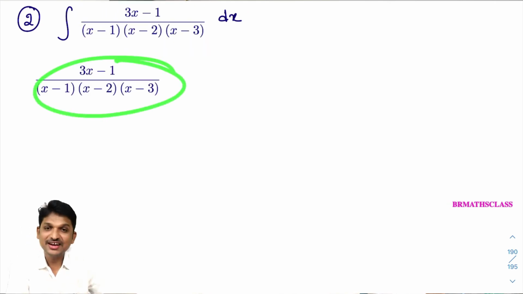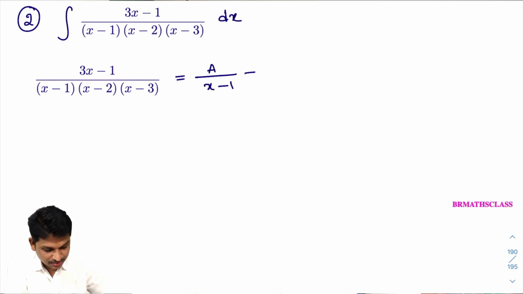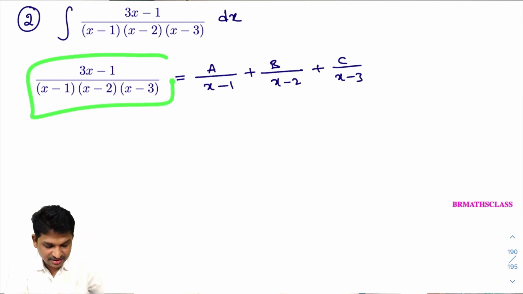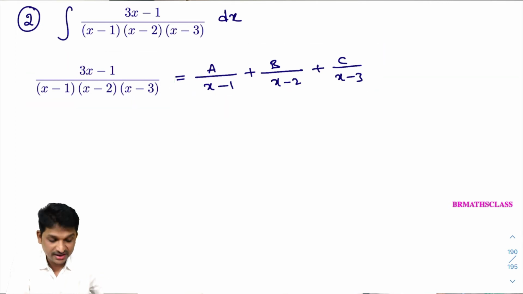Look here, this is a proper rational function and the denominator contains non-repeated linear factors. So how can it be written? It can be written as a divided by x minus 1 plus b divided by x minus 2 plus c divided by x minus 3. This is what we learned in the theory. As it is a proper rational function with non-repeated linear factors in the denominator, this can be split into partial fractions like this. Now, my intention is to find the a value, b value, c value.